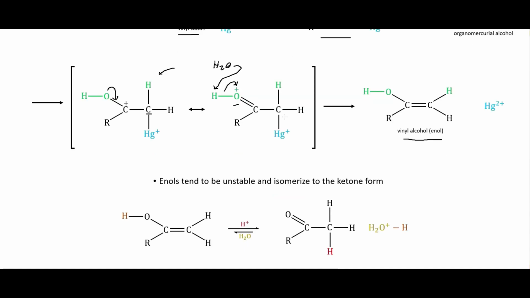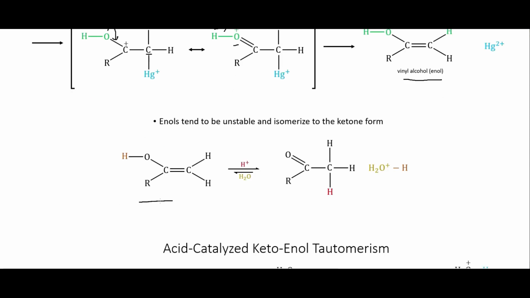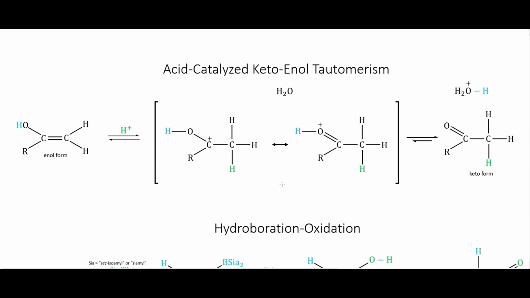And so the enols will tend to be unstable, and they will isomerize to the ketone form. So we have the enol right here. So we have this acid catalyzed keto-enol tautomerism. And so we end up with this right here with our ketone carbonyl oxygen there. And so we can look at the mechanism for that. So we are in the enol form right here.